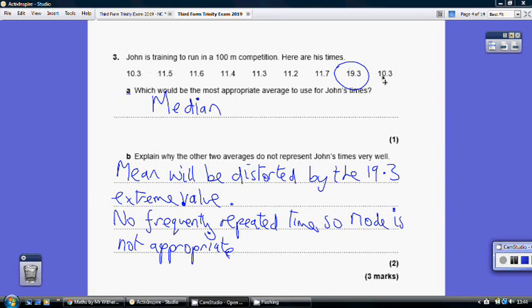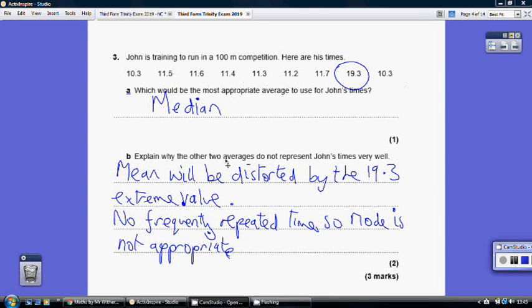This doesn't really lend itself to the mode, because a mode is really where you've got the same values cropping up lots and lots of times, and clearly all these values are only cropping up once or twice. So really that just leaves us with the median. So the most appropriate average would be the median. So you would line these up from smallest to biggest and take the middle one.